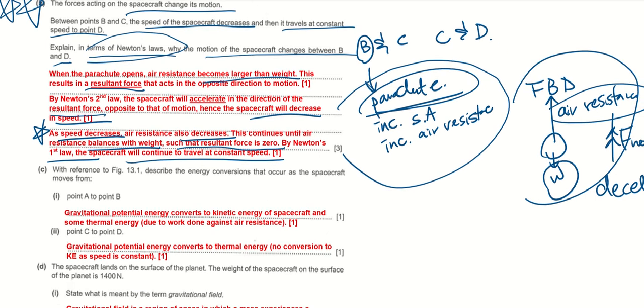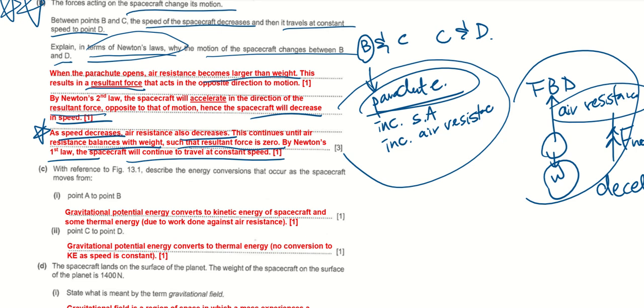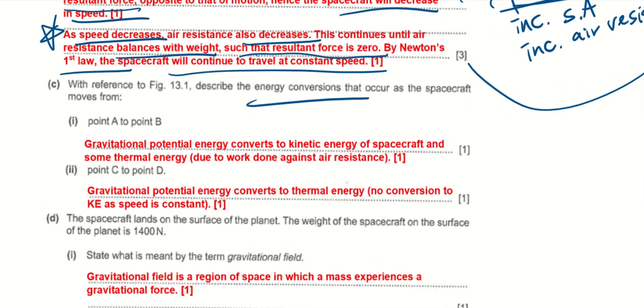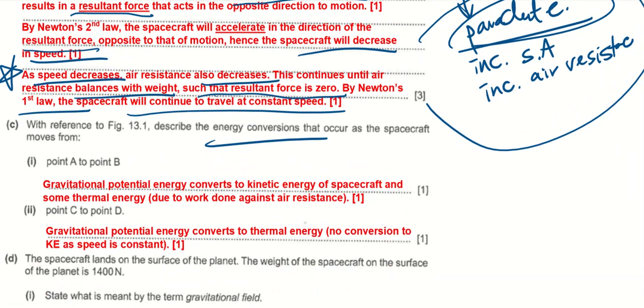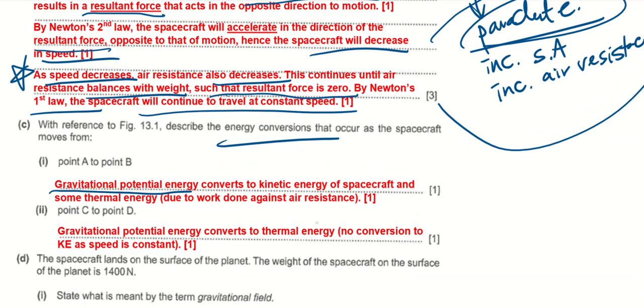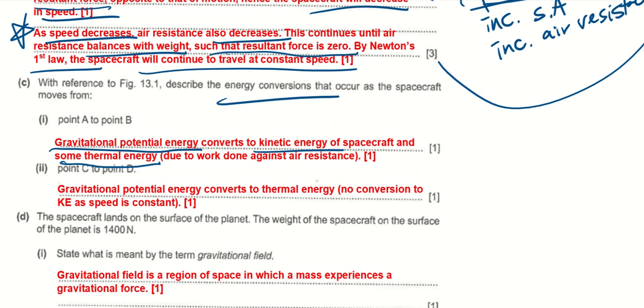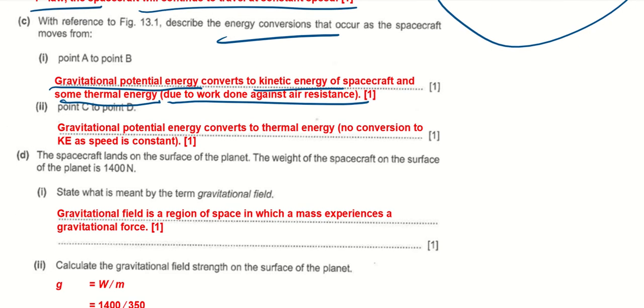Okay. Question C, with reference to figure 13.1, describe the energy conversion that occurs as the spacecraft moves from point A to B. From point A to B, GPE, gravitational potential energy, spell it out, converts to kinetic energy of the spacecraft and some thermal energy, which is transferred to the internal store of the surroundings. What is this due to? Work done against air resistance.